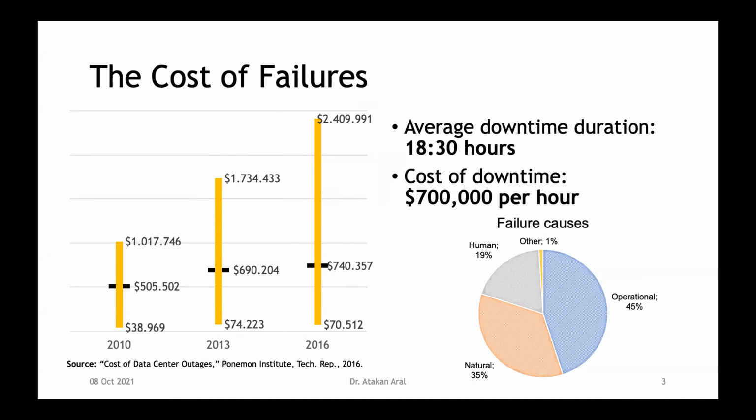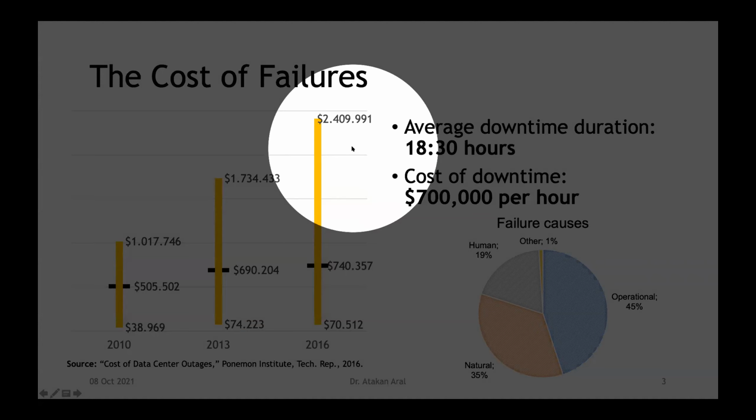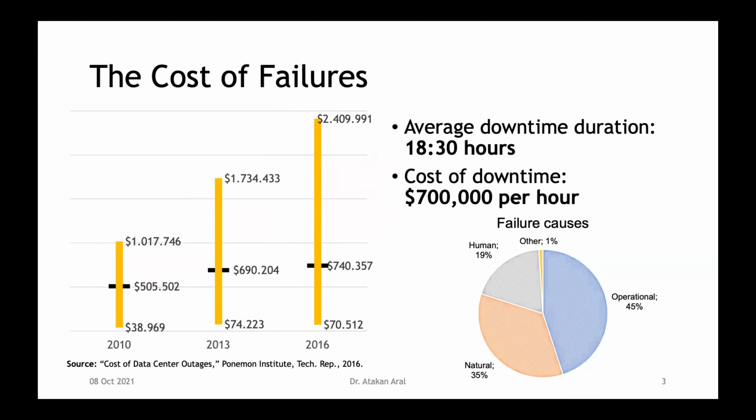It started from $500,000 and in 2016 it was $740,000. This is the average cost of a failure, and you can also see the minimum and maximum on this graph. And the maximum is always almost $2.5 million. According to the same report, a cloud data center failure on average takes 18.5 hours until it is resolved, and its cost is around $700,000 per hour.